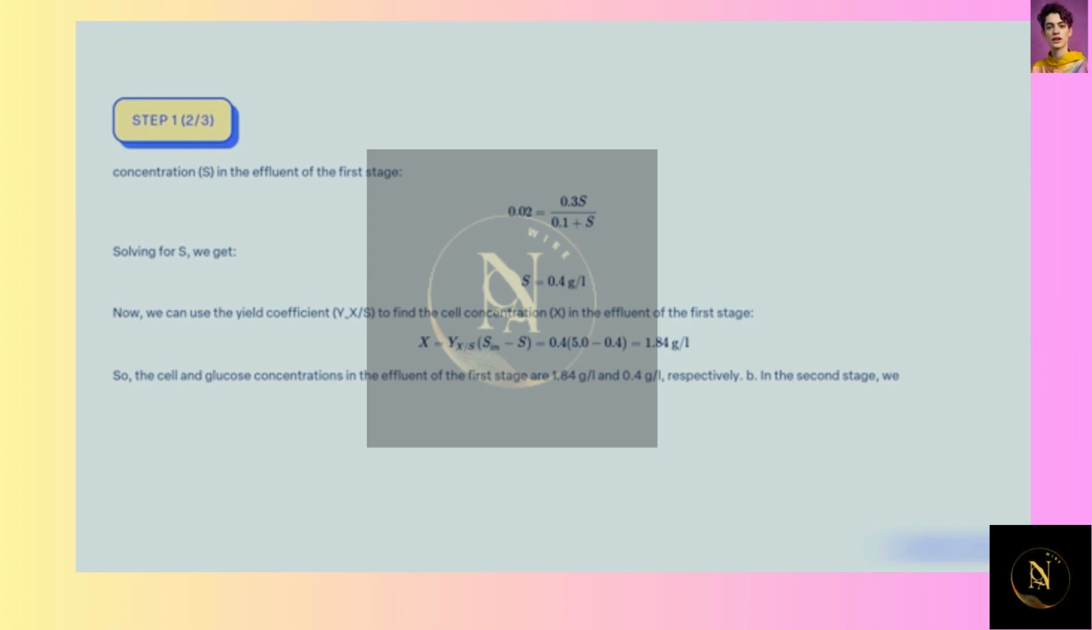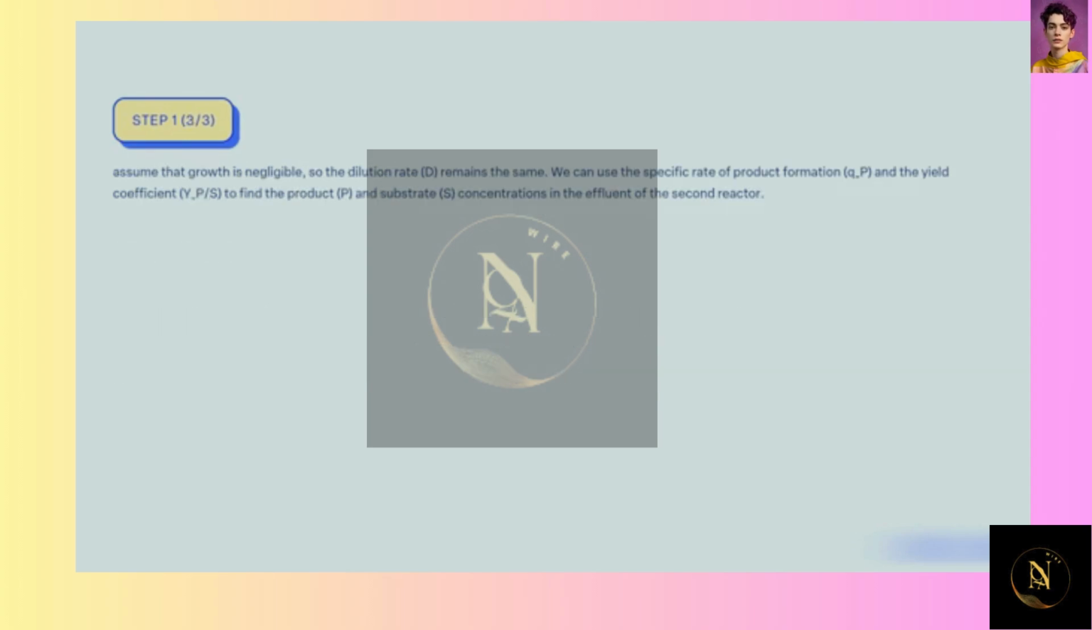B. In the second stage, we assume that growth is negligible, so the dilution rate D remains the same. We can use the specific rate of product formation Qp and the yield coefficient Yp/S to find the product P and substrate S concentrations in the effluent of the second reactor.